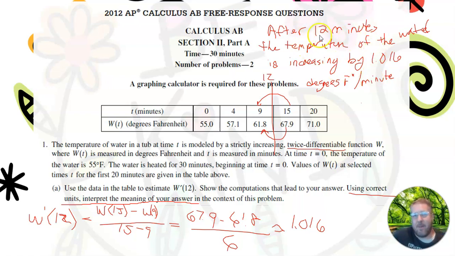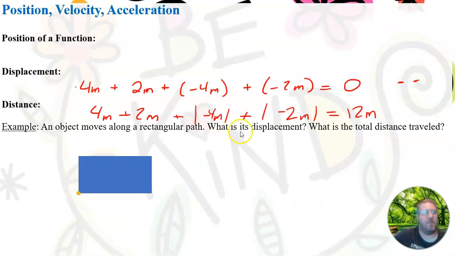So we're looking for the time. After 12 minutes have passed, that means at this time, the temperature of the water is increasing by that amount. Remember, always use three significant digits. That means three digits after the decimal. And you have to always say what its meaning is in the context of the question. This happens to be degrees Fahrenheit per minute. Now I use the slash instead of per, but that's all the same thing.